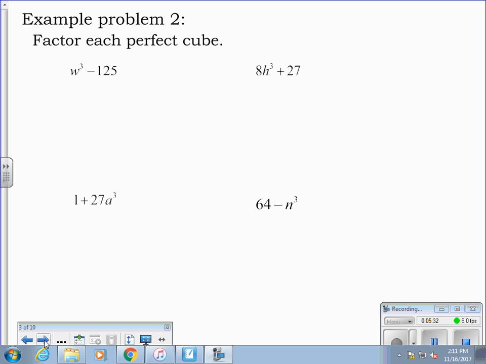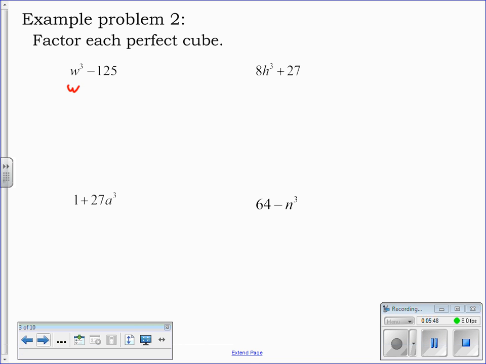Okay, factoring each perfect cube. The first step to factoring two cubes is identifying the two things that we are cubing. When you look at this first problem, the first thing we're cubing is easy. We're cubing W. Okay, what's the second thing we are cubing? 5. Okay, so I have W cubed and 5 cubed. And it's the difference of two cubes, right? So we're going to use the formula for the difference, which is, like I said, nearly identical.